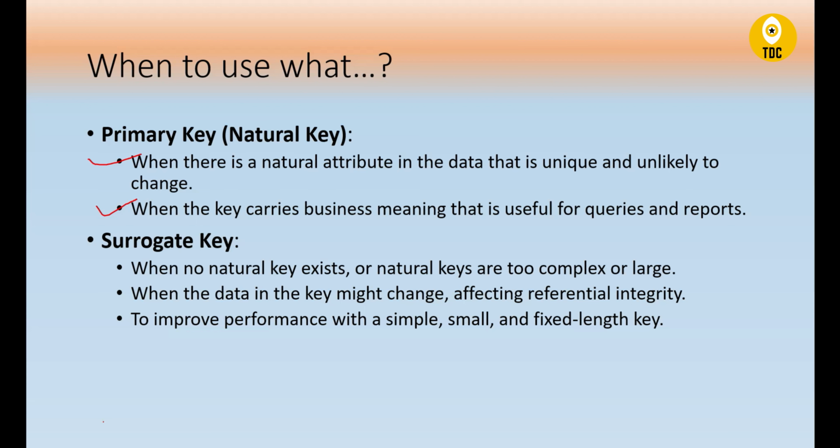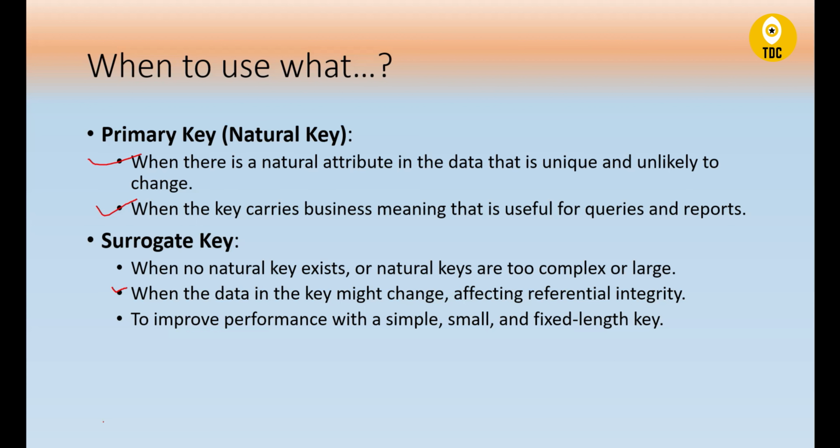There might be some cases where you have to use natural keys which are complex. That means you have a natural key which is, for example, a combination or composite primary key. So in that case also you can go for a surrogate key. And when the data in the key might change, affecting the referential integrity, in that case also you can use a surrogate key.